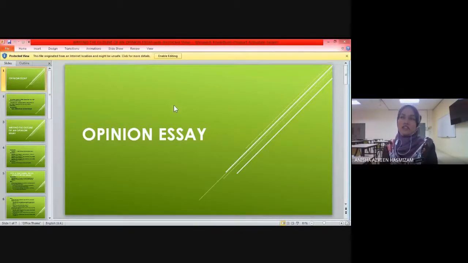Opinion essay is an essay that states your opinion about something. Okay, it's not essentially factual. Factual ni maknanya essay tu macam penuh dengan fakta, penuh dengan informasi-informasi yang tepat dan padat. Awak kena letak statistics lah, data lah, research lah. No, essentially usually opinion essay tak perlu.